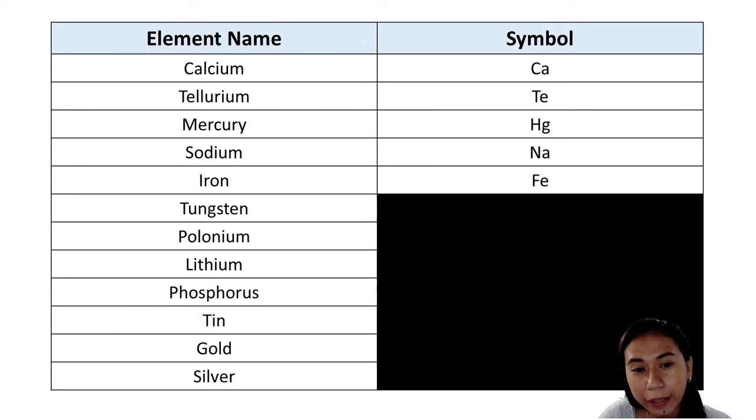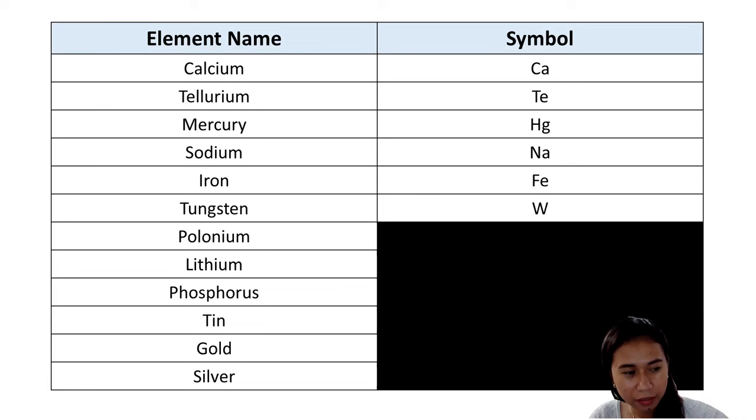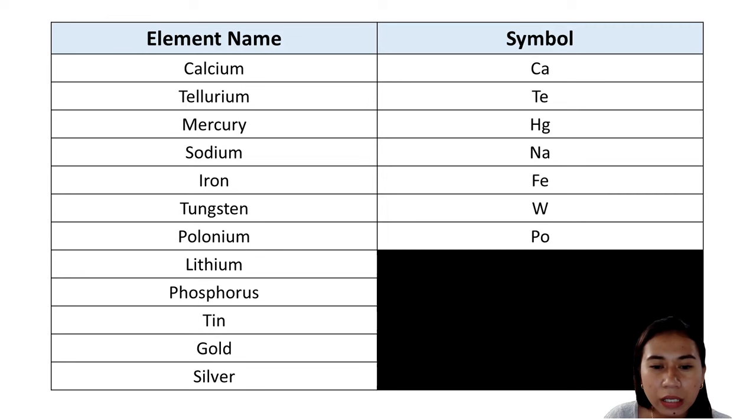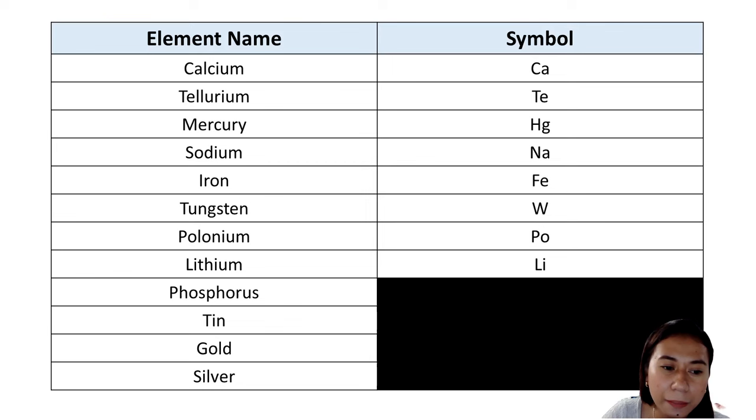Tungsten. Oh, ano naman tong tungsten? Namang layo lang. Tungsten is W. Polonium is Po. Oh, ito yung discovery ni Marie Curie. Lithium is Li. Ito yung present sa mga batteries, di ba? Lithium, it's present in batteries.